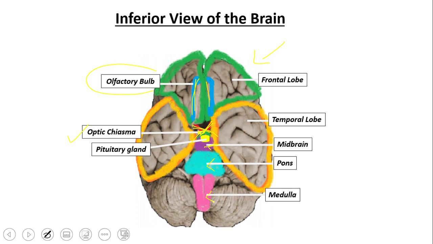What lobes can you see from the inferior side? You can see the frontal and temporal. The parietal cannot be seen from the inferior side, or the occipital.